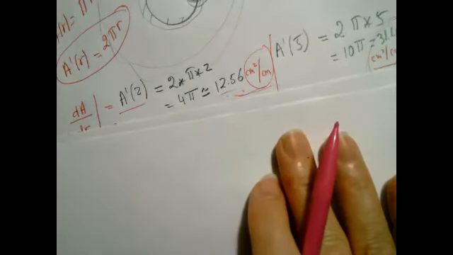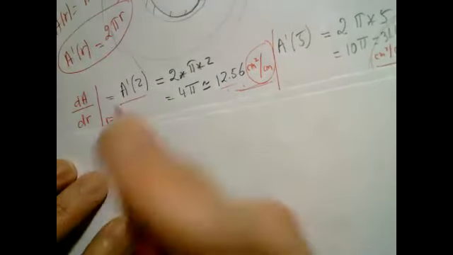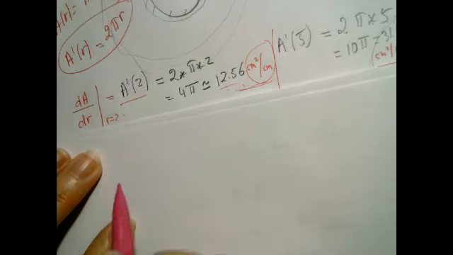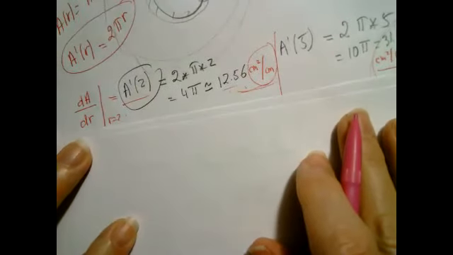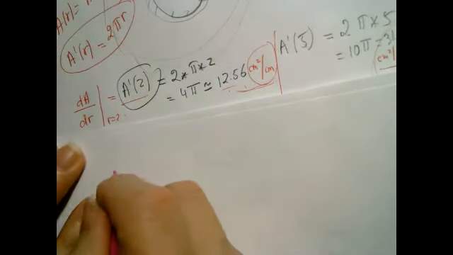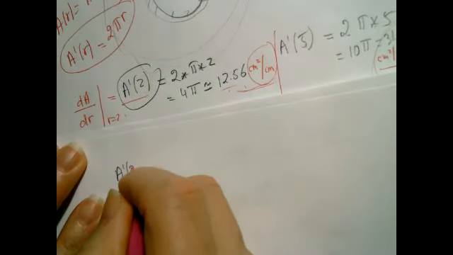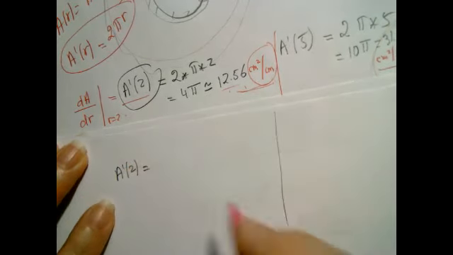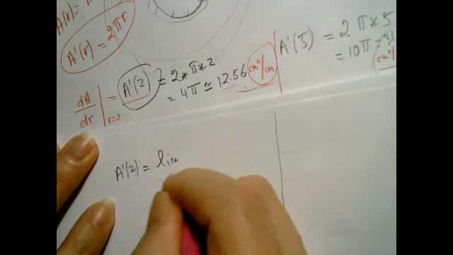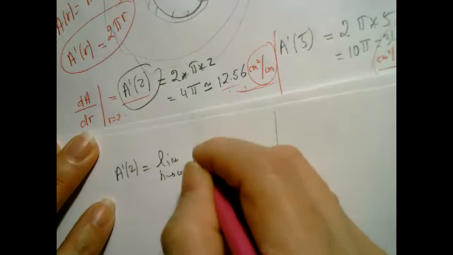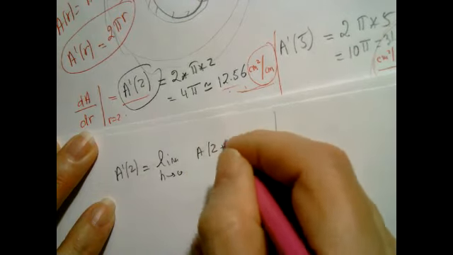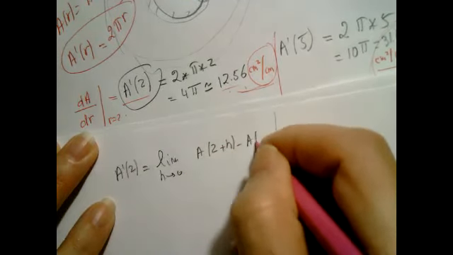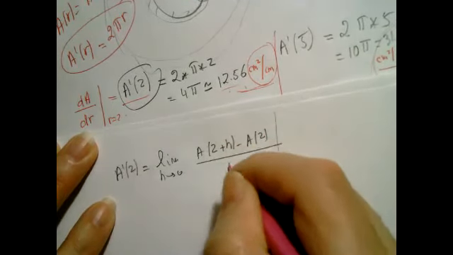So A prime at 2 is like this. Let us one more time analyze A prime. What is A prime? A prime is basically the limit as h goes to 0. That's really the definition. So I'm going back to its definition. That's really what it is.